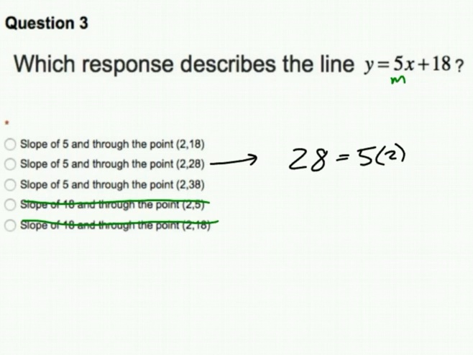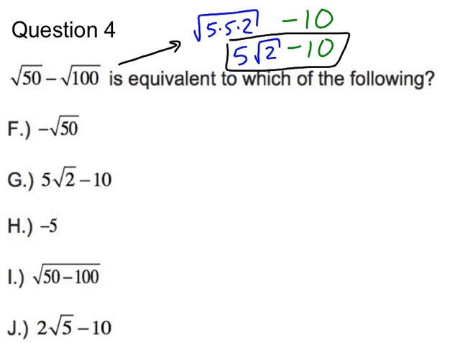I'm going to choose the middle one. So the middle one is a slope of 5 through 2 comma 38. I'm going to choose the 28. And if it's slightly off one way or the other, I'll know which answer to go with. In this case, it actually does work out. So my answer is number 2, slope of 5 through the point 2 comma 28.